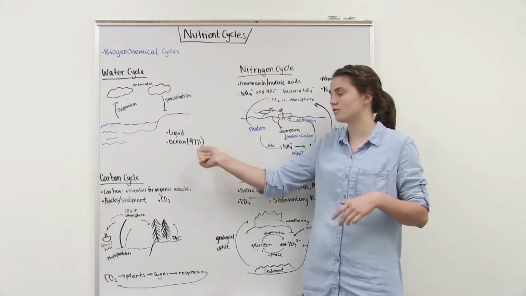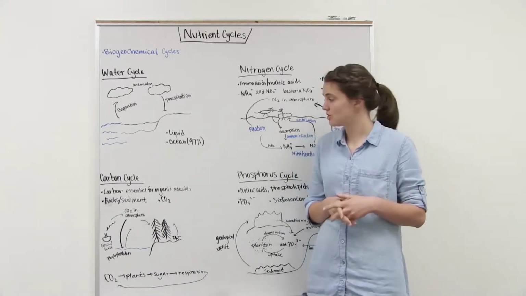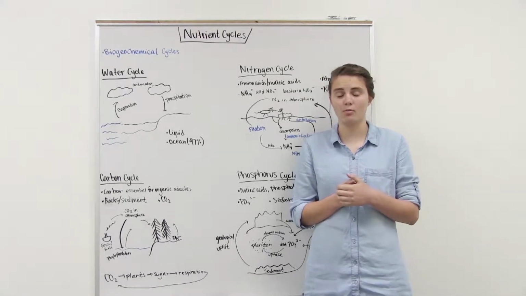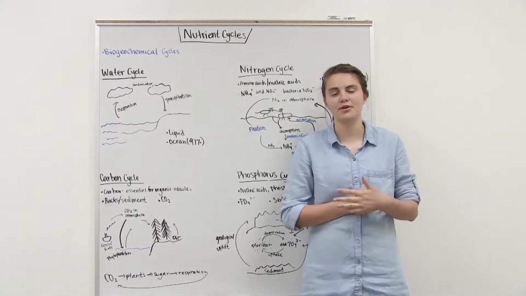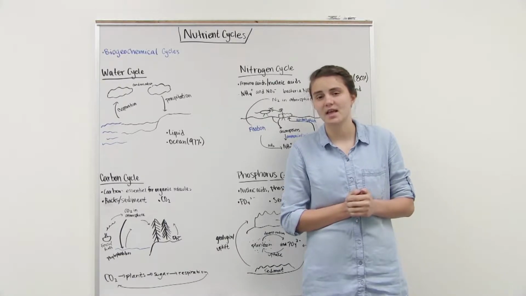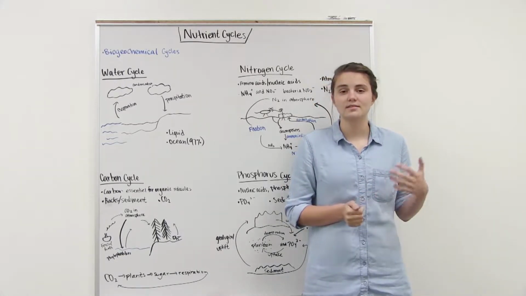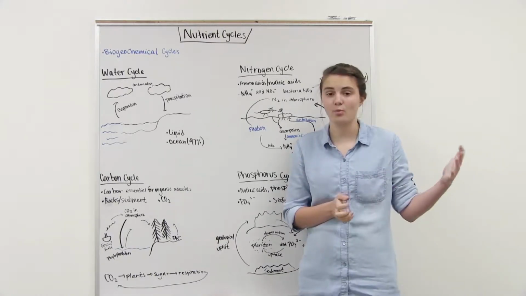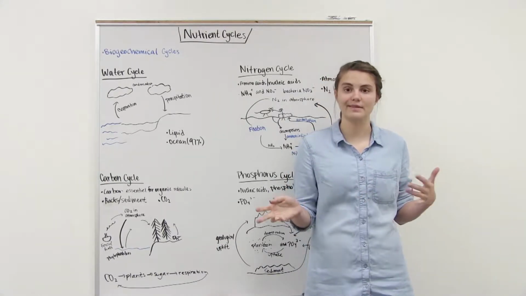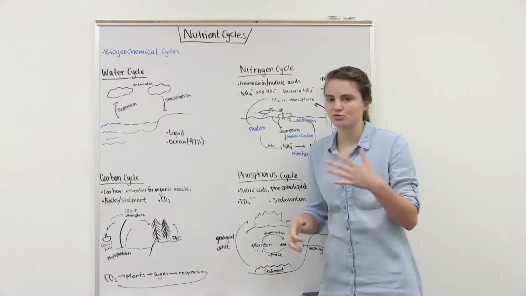And our main reservoir for water on Earth is the ocean. It has about 97% of the water. The other reservoirs for water can be glaciers, lakes, groundwater, and things like that. And you probably already know how the water cycle works. You should have learned it probably in 5th grade, but we'll just review it quickly.